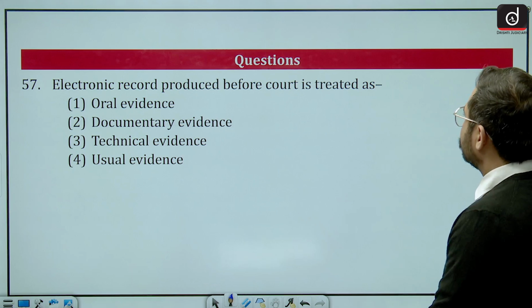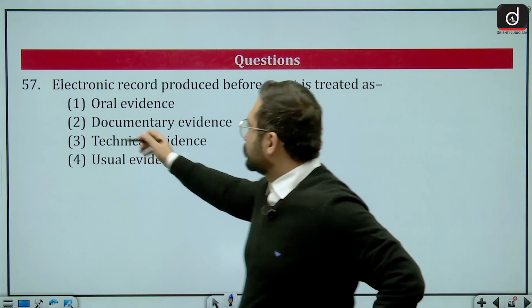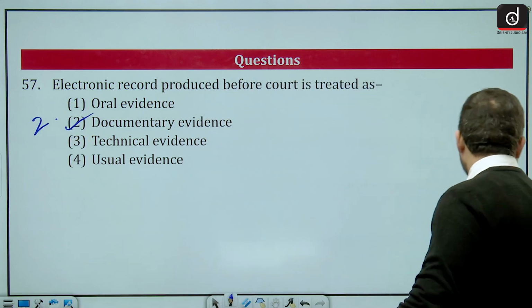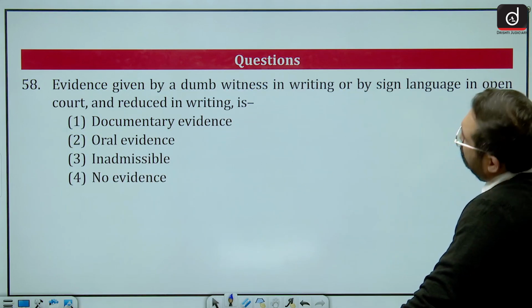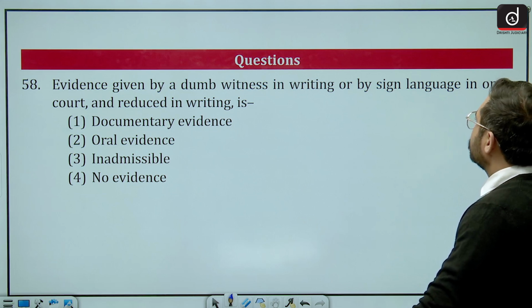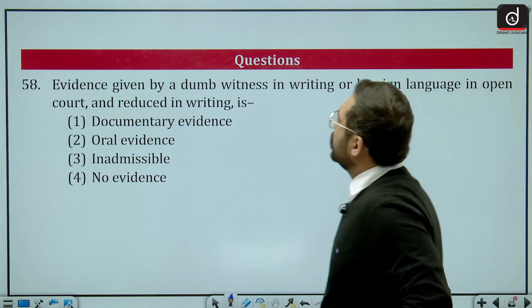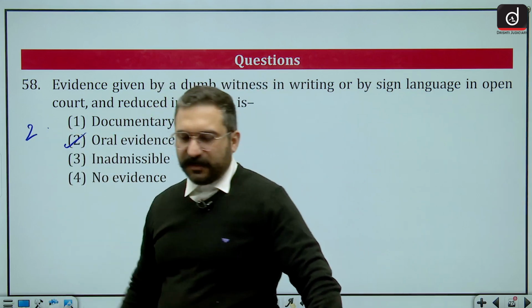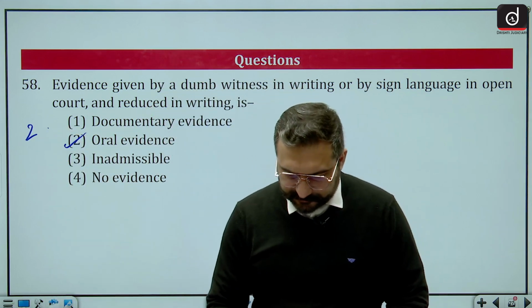Electronic record produced before court is treated as documentary evidence. Everyone knows about this. There is no need to even use your mind here. If it is an electronic record, it has to be documentary. Evidence given by a dumb witness, in writing or by sign language in open court and reduced in writing, is oral evidence. Everyone knows about this. There is a section on dumb witness as well.